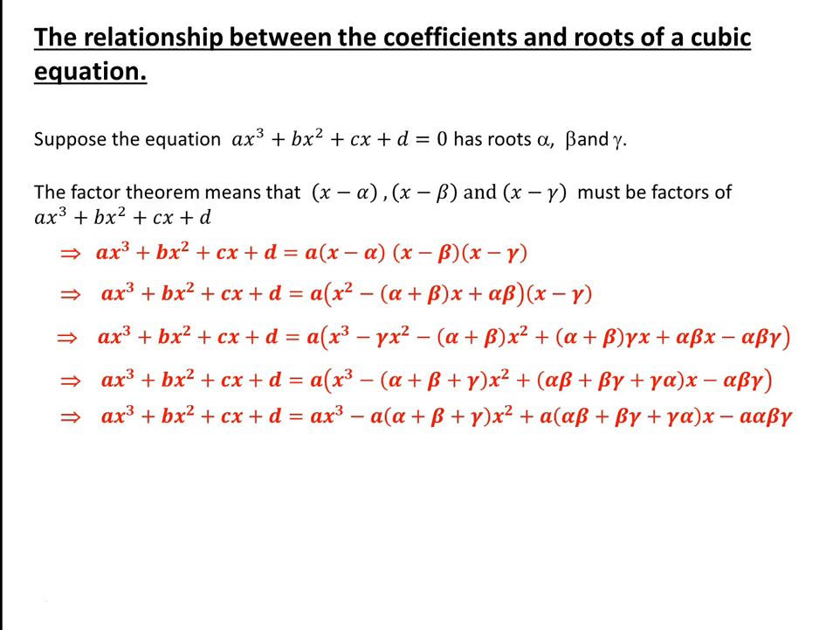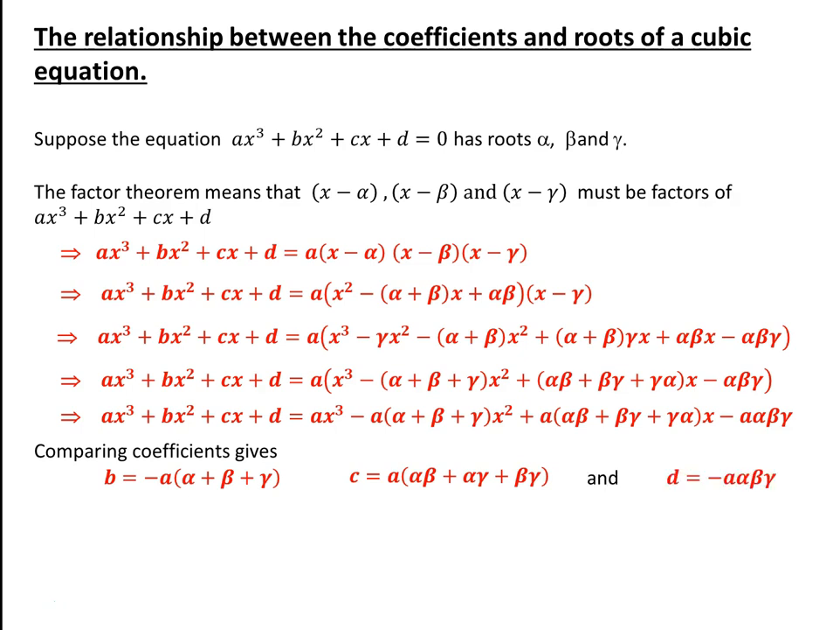So if we compare the coefficients, first of all the coefficient of the x squareds, we're going to have b must equal minus a times (alpha plus beta plus gamma). Comparing the coefficients of x, we've got c must equal a times (alpha beta plus beta gamma plus gamma alpha). And then the constant term at the end of each side, we've got d on the left hand side must equal minus a alpha beta gamma.